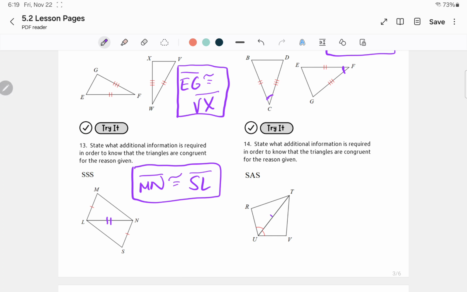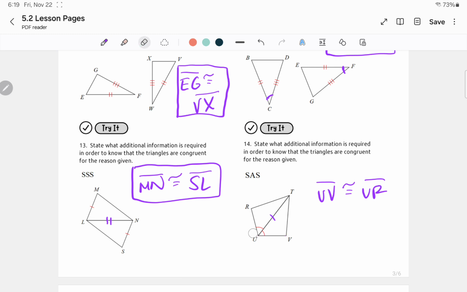So show that side that's congruent to itself. And so we have a side, we have an angle, and then we have another side that we have to show. So this side right here would have to be congruent to this side right here. So UV has to be congruent to UR.